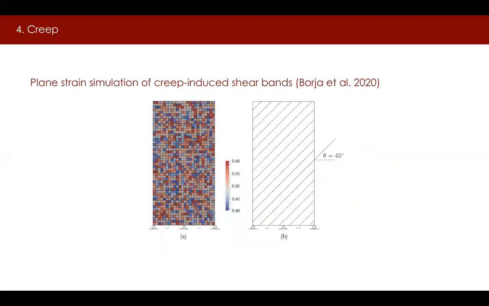This final example shows that creep deformation can also result in the formation of shear bands. The simulation is 2D plane strain with a stochastic distribution of volume fractions for the hard and soft material groups. The figure on the left shows the finite element mesh with a color bar representing the volume fraction of the soft material phase. The figure on the right shows the bedding plane at 45 degrees.